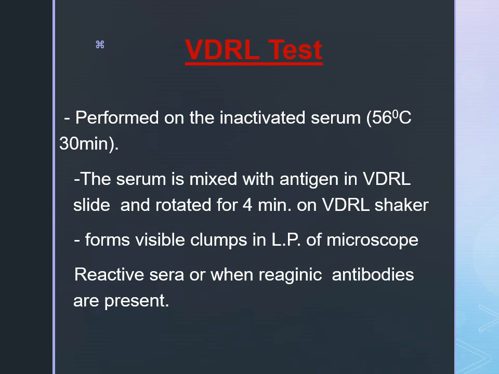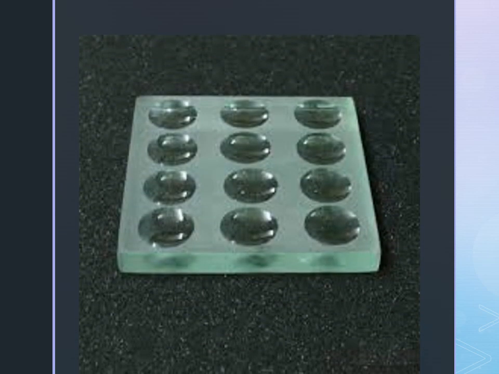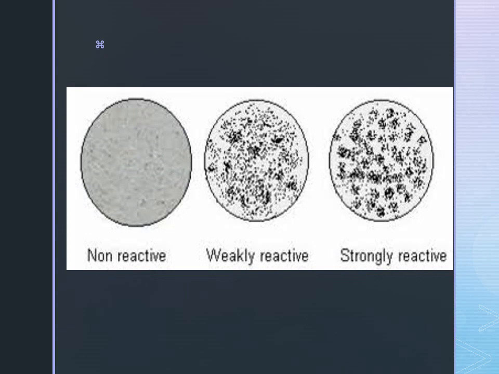On the basis of that reaction, if it comes positive, you can see this is the VDRL slide, a glass slide, and in each row there are 4 wells, with a total of 12 wells. This is how it looks in non-reactive. If it is weakly reactive the clumps are few, and if strongly reactive the clumps are very strong, big clumps are there and we can easily notice.